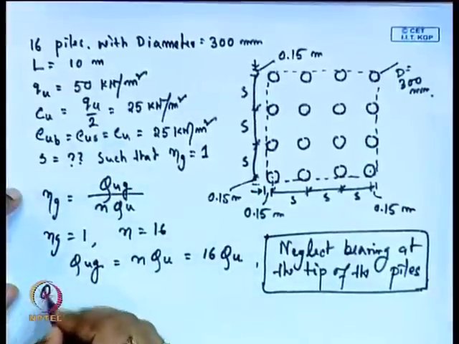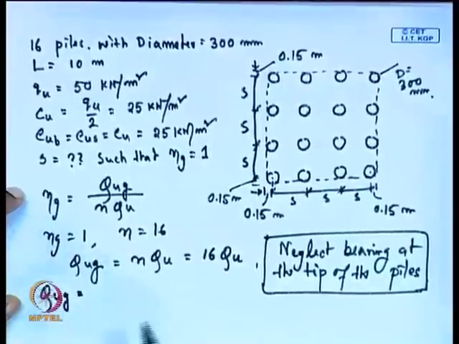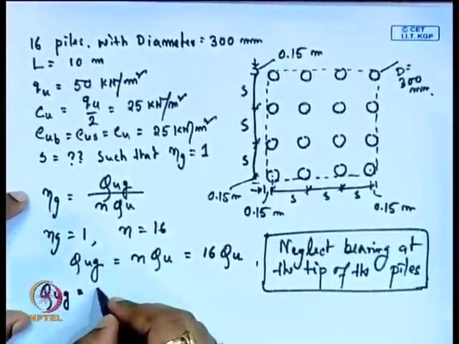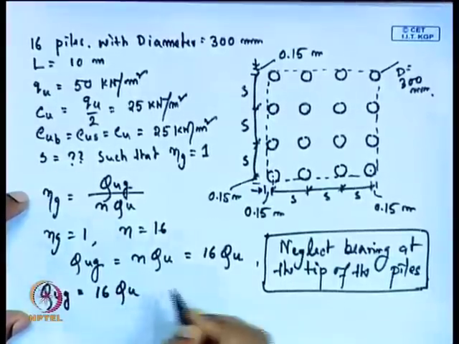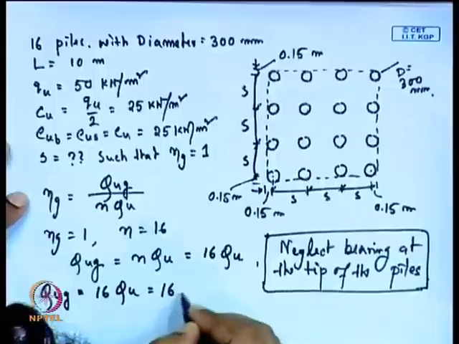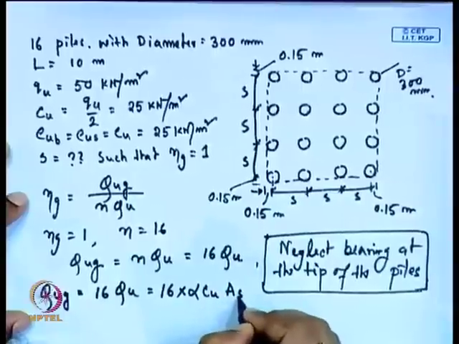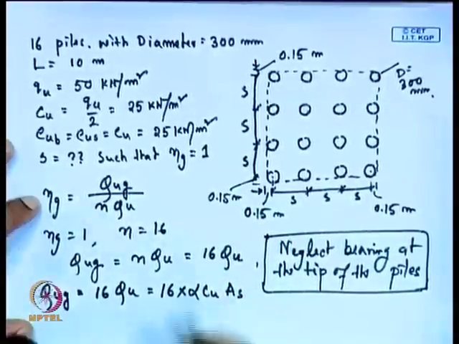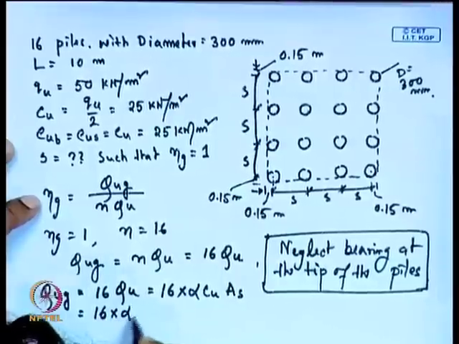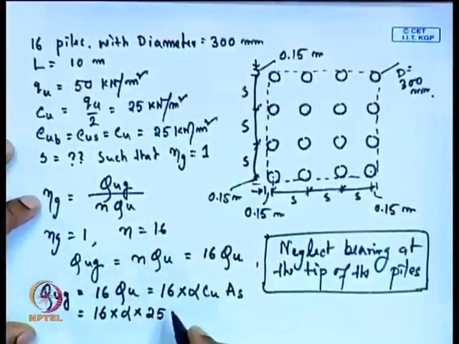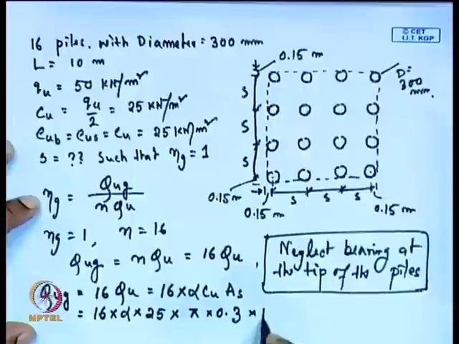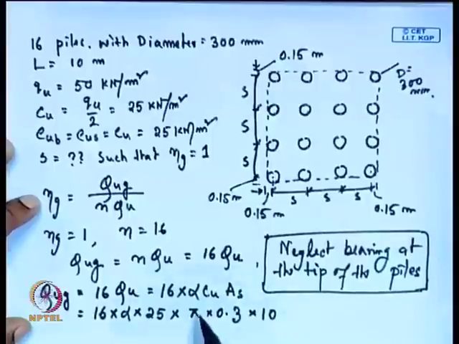So, that means Q_ug will be equal to, as I have mentioned, 16 Q_u. So, the single pile capacity is 16 into alpha into C_u into A_s, the area at the surface. Here, 16 into alpha into C_u, which is 25, and the area is pi into 0.3 into 10, the length. So, area is pi d l, pi into 0.3 into L, which is 10 meter.